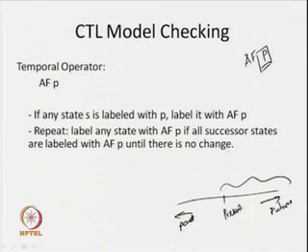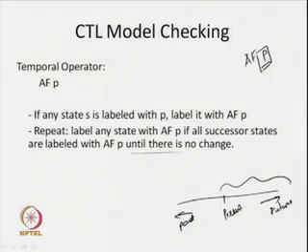Now what will happen? First, this is our base condition: the set of states where P is true, we label those states with the formula AFP. Then we repeat our procedure: label any state with AFP if all successor states are labeled with AFP, until there is no change. That means you collect the states iteratively, and if you cannot include any more states, then we can stop at that point. This is what is meant by until there is no change.